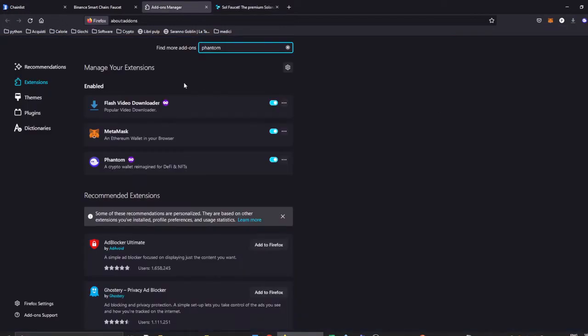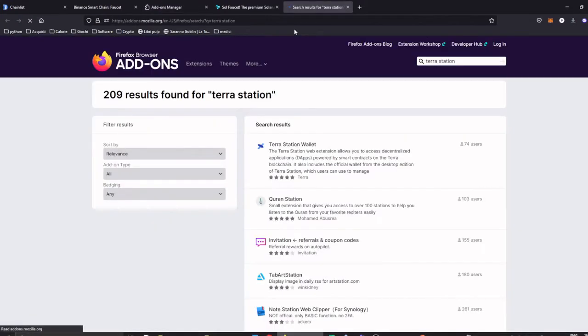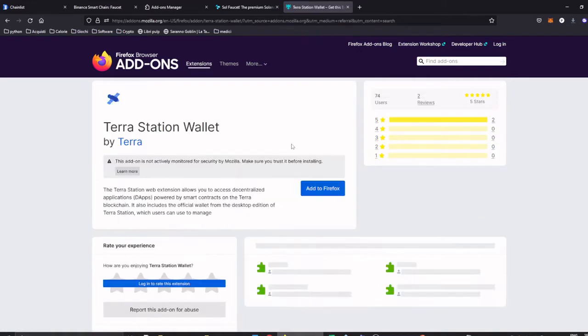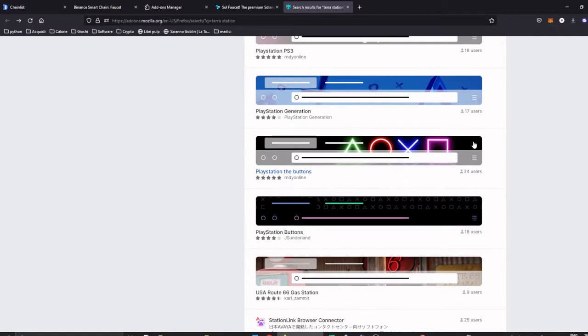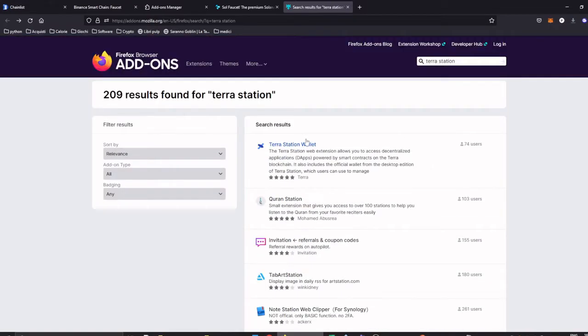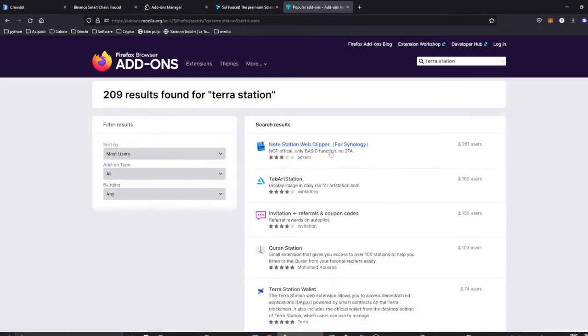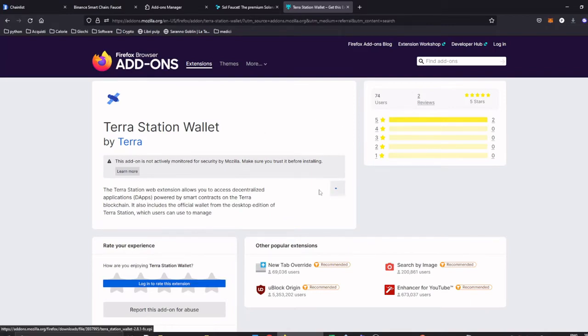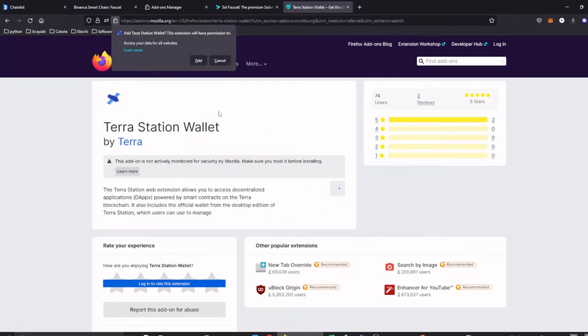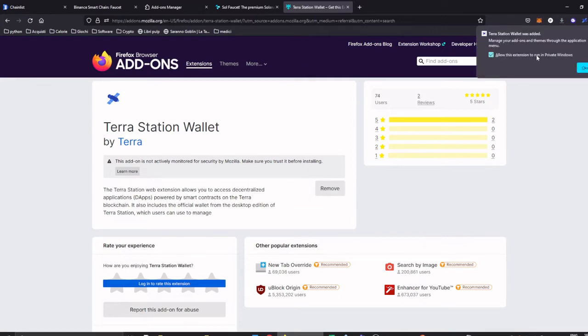Install Terra Station, which is the other one. Also, this one is very important. This one is the most scammed of them all. Terra Station wallet. 74 users only? Really? Ah, yes, 74 users. Okay. Add to Firefox. Yes, add. Okay, and this is Terra Station.